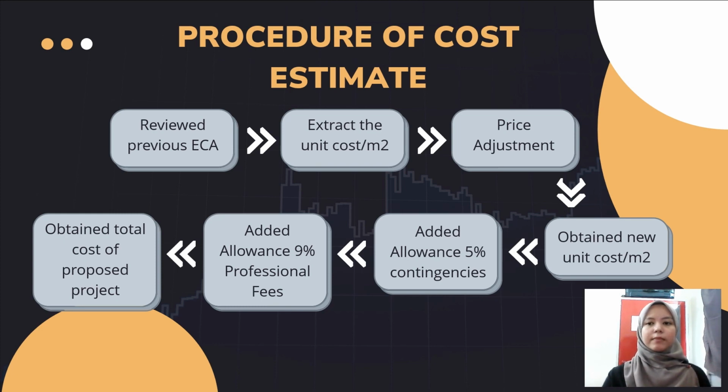After the price has been adjusted to the current year and location, we will obtain a new unit cost per meter square. In this case study, we have added an allowance of 5% for contingency and 9% for professional fee in order to obtain the proposed project overall cost.